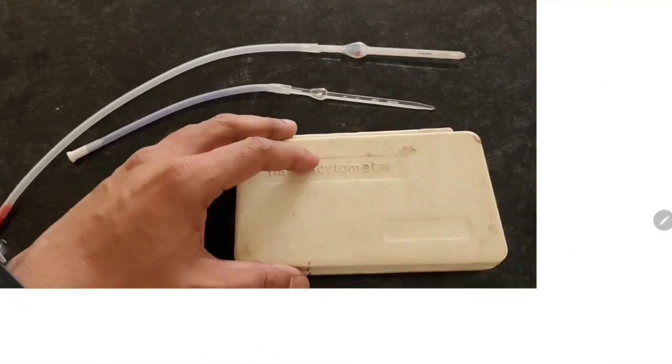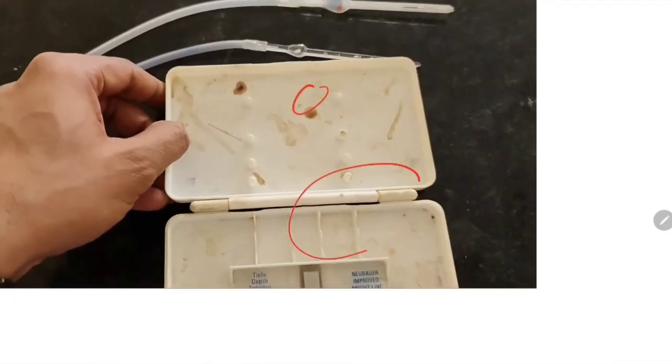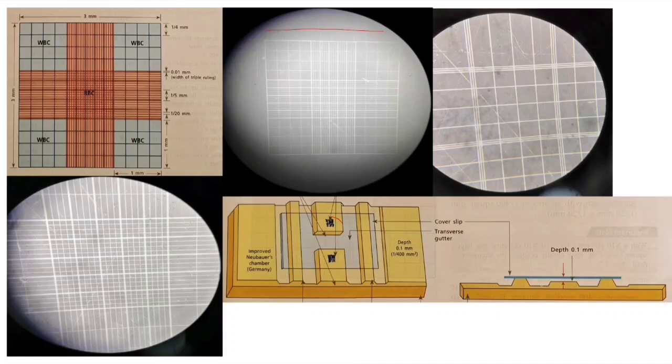This is the RBC pipette and this is the WBC pipette, and this is a new slide. Now we have seen this is a gap of 0.1 millimeter, this depth is 0.1 millimeter, this side pillar is 0.1 millimeter higher. This is the counting area. When you focus under 40, total magnification 40 times, then we will see this area, 3 millimeter.